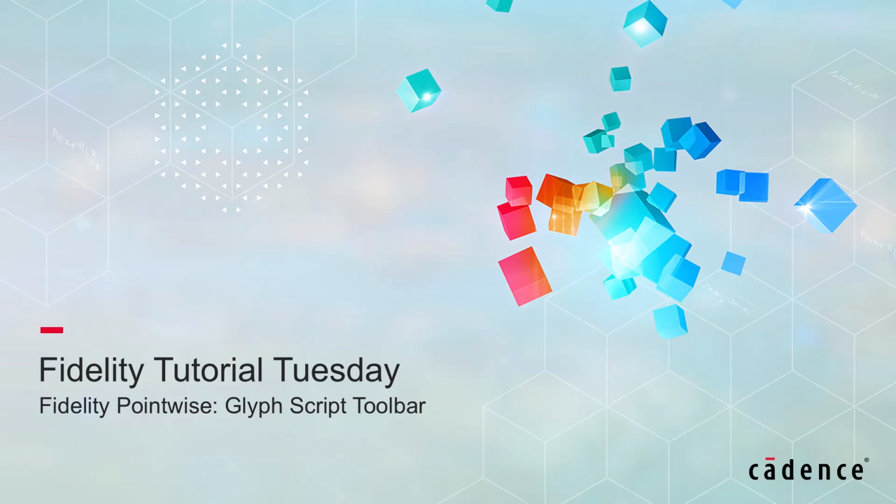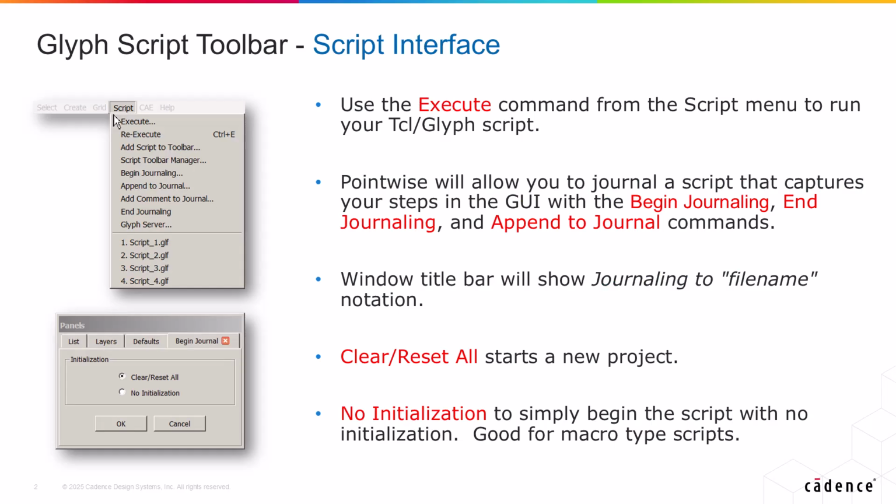Today I want to show you how the Glyph Script Toolbar can help you organize your favorite scripts for ease of use and quick execution when meshing in Fidelity Pointwise. A very useful capability of Fidelity Pointwise is that everything you do from the GUI can be journaled or scripted. That will be key for automating your entire workflow, or maybe if you just want to simply automate a specific operation that you might repeatedly execute in your mesh generation process.